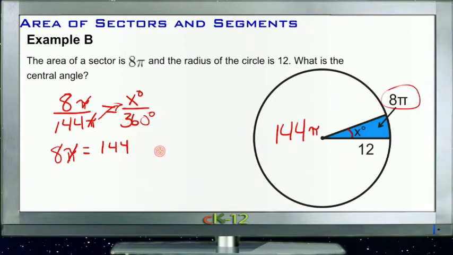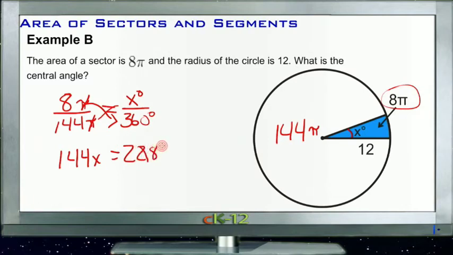144x. Oh, I got to cross multiply. Sorry about that. Let's go back that up. We'll go ahead and cancel our pi's anyway, but we'll cross multiply. So we'll do 144x is equal to 8 times 360. 360 times 8, 2880. Okay, and then we divide both sides by 144. And we get 20.